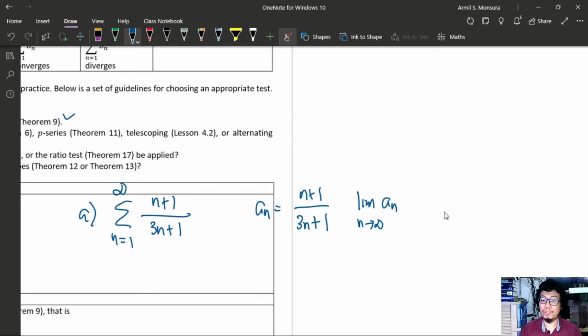Because if this is equal to 0, our test is inconclusive. But if this is not equal to 0, then this series would diverge. So that's the requirement for your Theorem 9. Again, Theorem 9 requires you to evaluate this limit. And if this limit is 0, then this test is inconclusive. We'll try another test. But if this test returns a positive number other than 0, then we can conclude that this series is a divergent series.